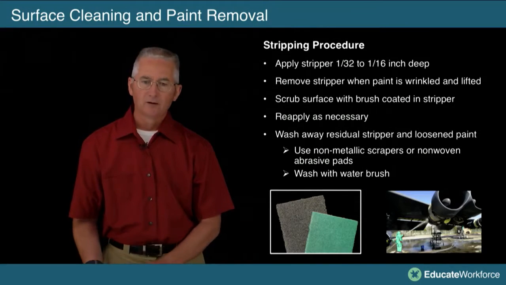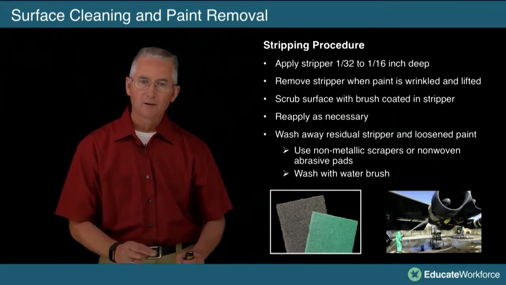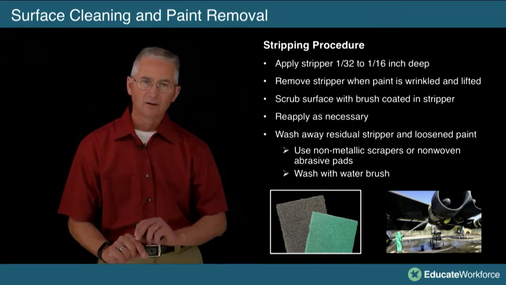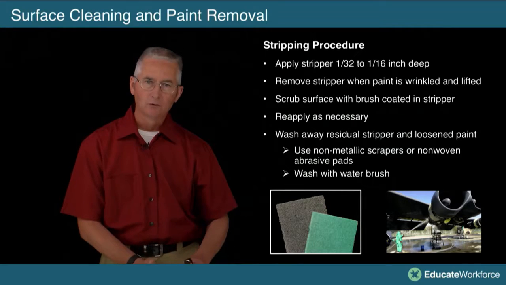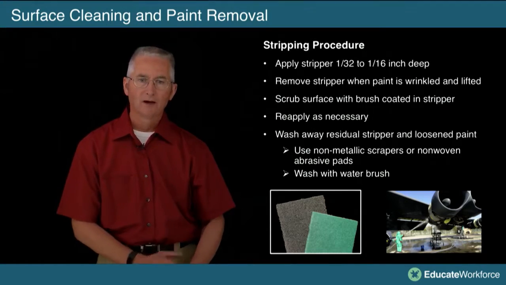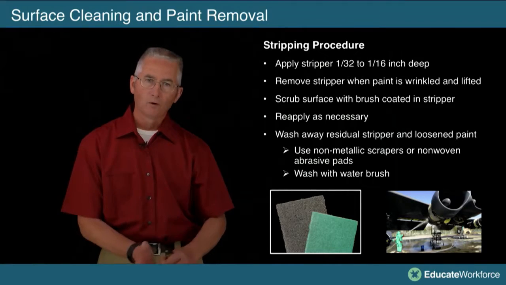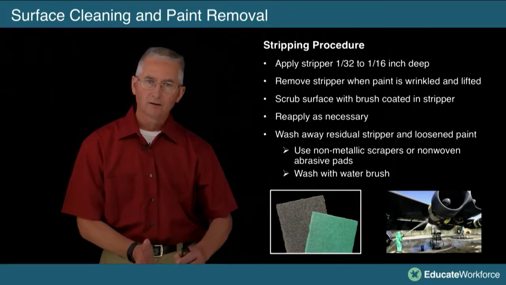The procedures, again, we talked about paint stripper. We talked about the fact we want to keep a thin surface on it, 32nd to a 16th of an inch thick going across the surface. You need to keep it moist at all times. Do not let that paint stripper cure on the airplane. You want to remove the paint stripper once the paint starts to wrinkle. Don't remove it too soon. Let it sit there, let it work.